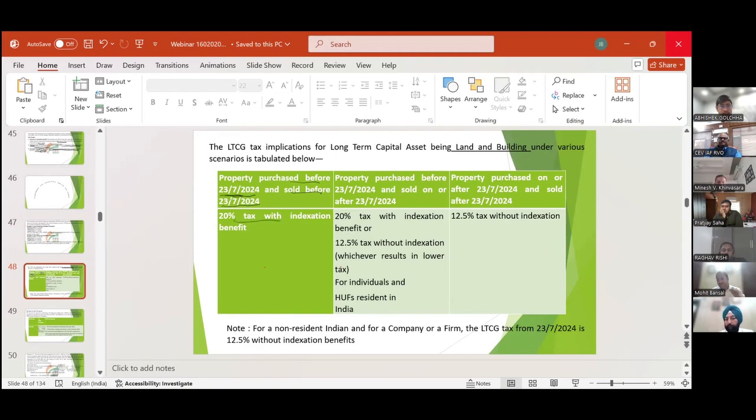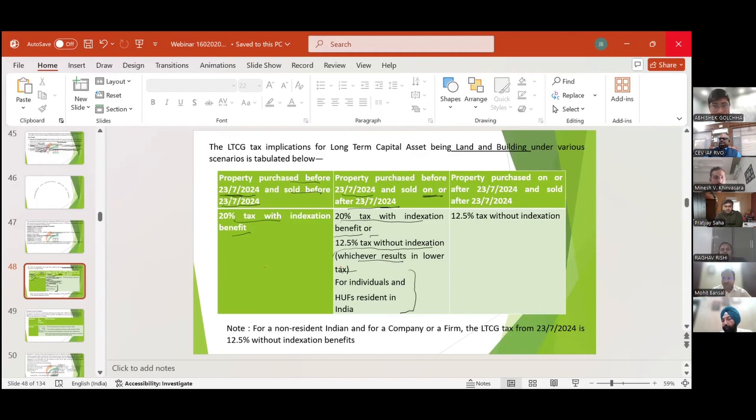20% tax with indexation benefit. And property purchased before 23rd July 2024 but sold on or after 23rd July 2024 will be 20% tax with indexation benefit or 12.5% tax without indexation, which results in lower tax. This is only for individual and Hindu undivided family residents in India.